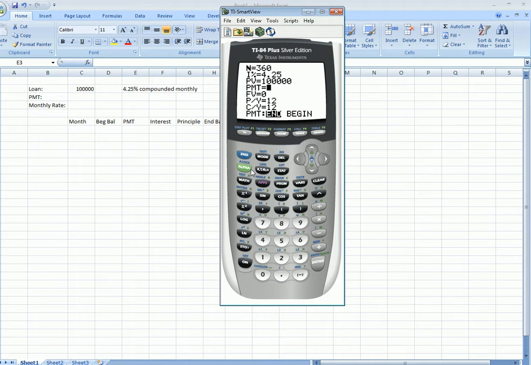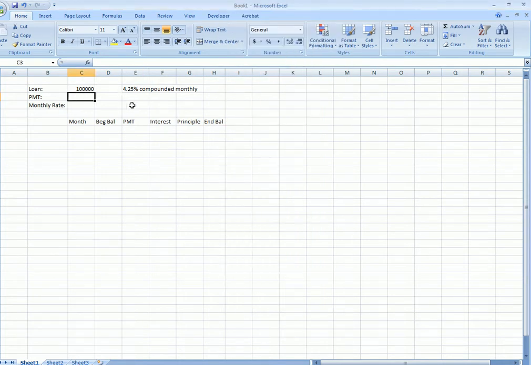I'm going to calculate the payment. Okay, so according to this, I'm going to pay roughly $491.94. I'm going to come over here and enter it in as a positive value, $491.94. Now for my monthly rate, I'm actually going to do 0.0425 divided by 12.